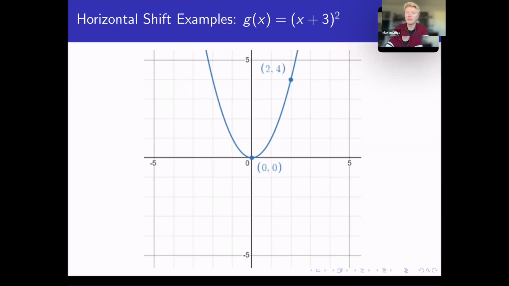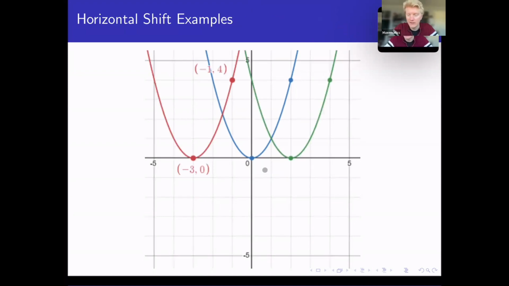x plus 3 squared, this is a shift to the left 3 units. So (2, 4) would become (-1, 4). (0, 0) would become (-3, 0). So vertical, intuitive, horizontal, counterintuitive. Unfortunately, that's not the only time this is going to happen.